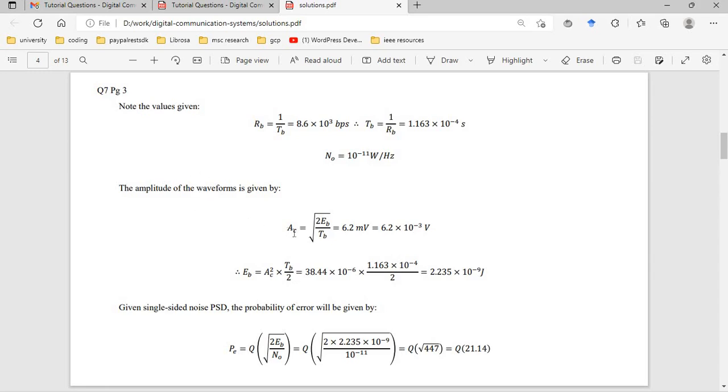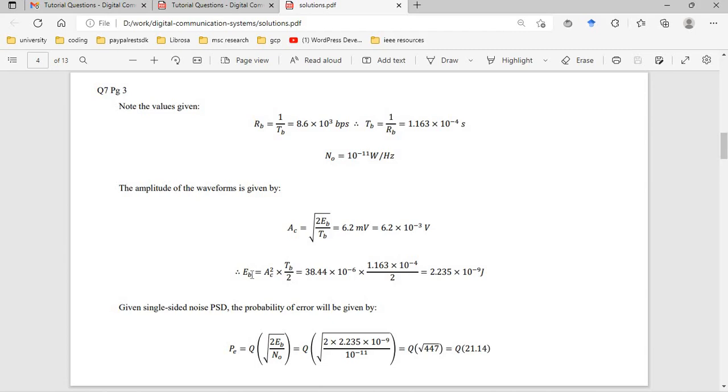So we go ahead and calculate, beginning with the amplitude, which we are given as 6.2 millivolts. It's also given by the square root of 2 E_B divided by T_B, where T_B is the bit duration. So we could use this relation to obtain the value of E_B. That's what we're interested in, in order to progress.